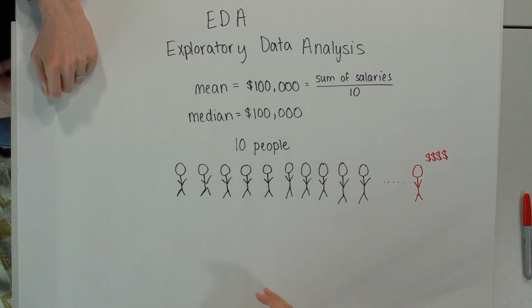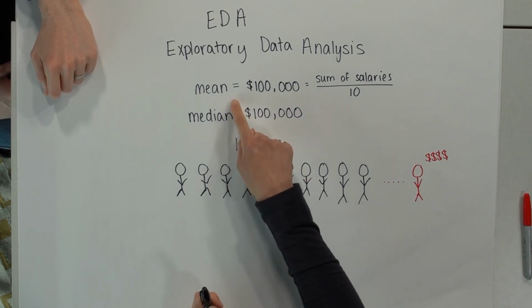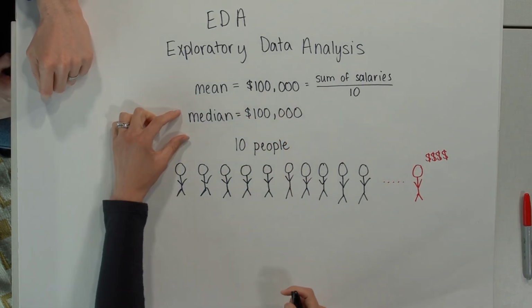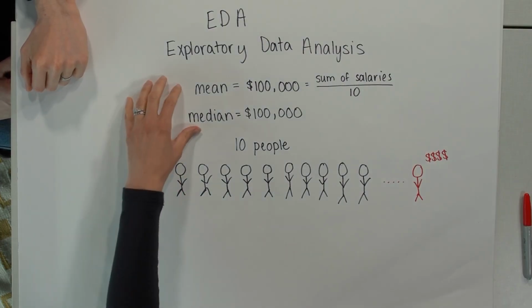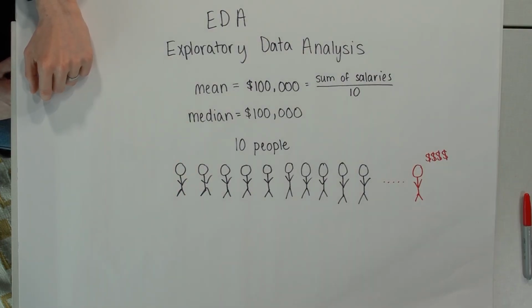So overall, the mean is very sensitive to extreme values. The median is not, which makes the median sometimes a more ideal statistic to use. Sometimes the mean's a more ideal statistic to use. I like to look at both of them just to compare them and see what's going on. But those are two very common measures of center.